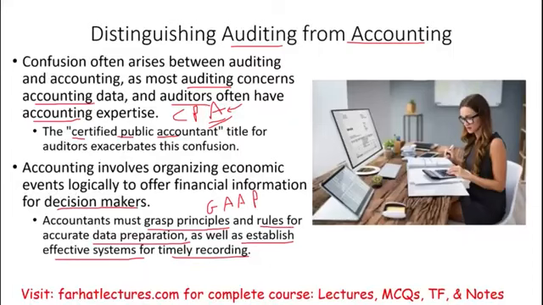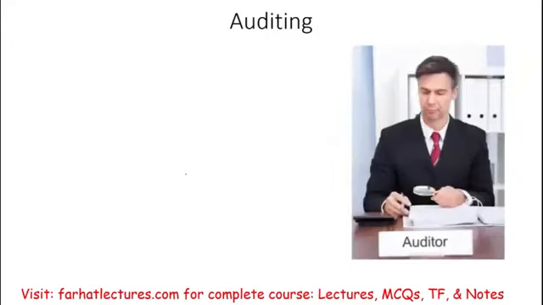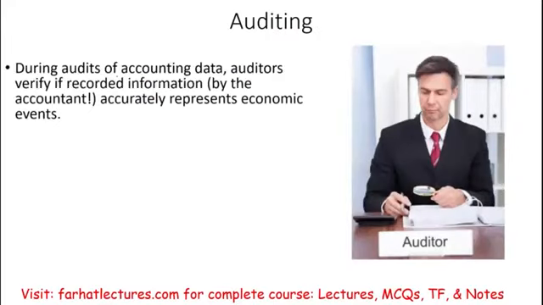Now let's go from the accountant to the auditor. Auditors, what do they do? Auditing. During an audit, assuming we're auditing accounting data, the auditor verifies the recorded transactions by the accountant. So the accountant already recorded the transaction, now the auditor is determining whether it represents the true economic event.